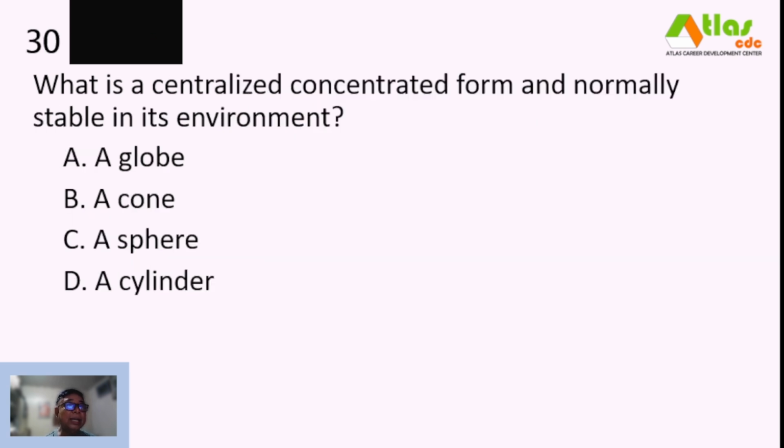And lastly, what is a centralized concentrated form and normally stable in its environment? A. Globe. B. Cone. C. Sphere. And D. Cylinder. And our correct answer is C.